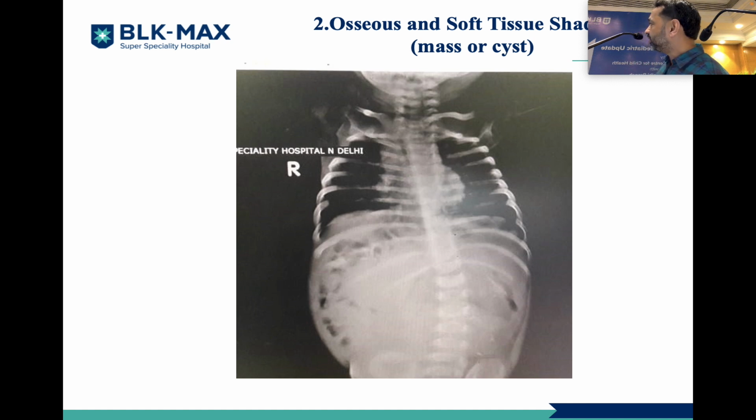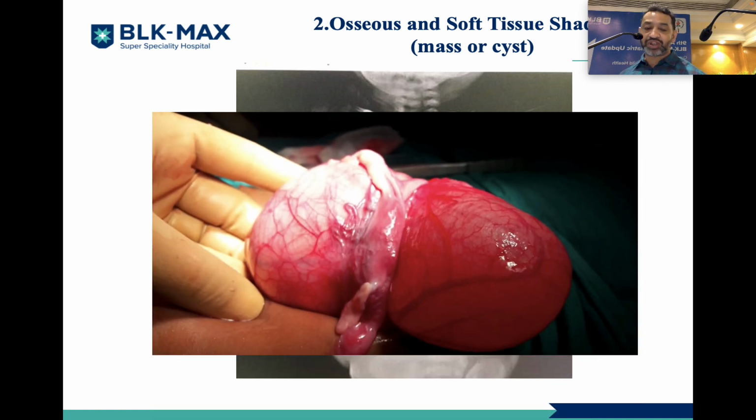Now, after gas, the second thing we should look for is the osseous and the soft tissue shadows. Like this, if you see in this X-ray, there is a large grey soft tissue shadow seen here. The bowel loops are displaced on one side, and if you see very closely, there are some calcifications also seen in the left upper abdomen. So there's a hugely distended abdomen with a large soft tissue shadow, and this child was having a large pelvic cystic teratoma which was arising from the pelvis and had calcification also.